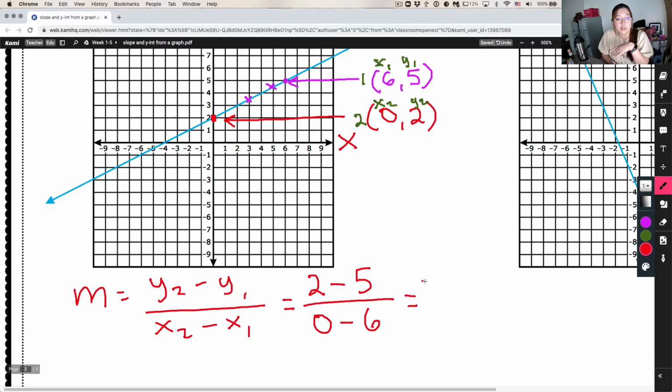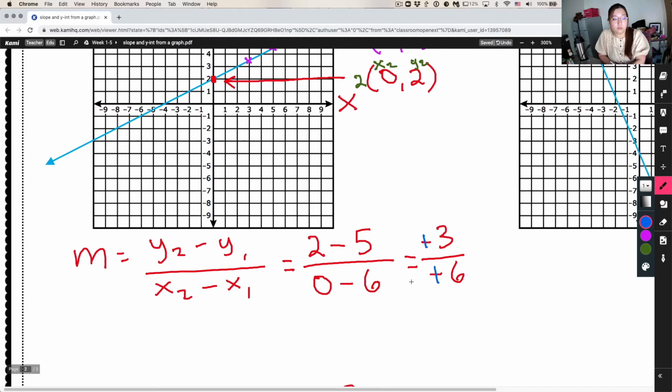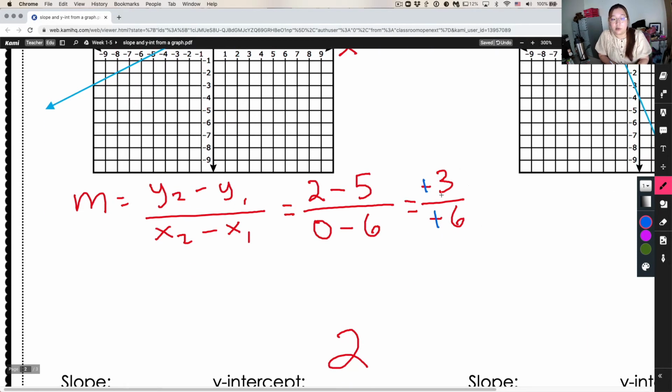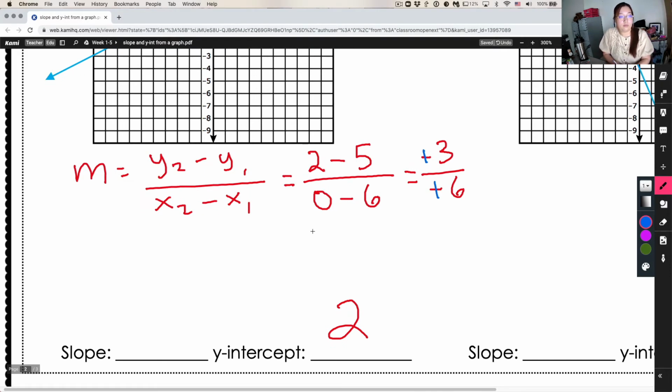2 minus 5 is negative 3. 0 minus 6 is negative 6. When you divide a negative by a negative, they cancel out. This becomes positive. And now we have to reduce this fraction. Remember, if you don't remember how to do that, you can type 3 over 6 into your Desmos calculator and it'll do it for you. But if you know how to reduce this fraction, you divide the numerator by 3, you divide the denominator by 3. This turns into 1/2. So that means our slope is 1/2.